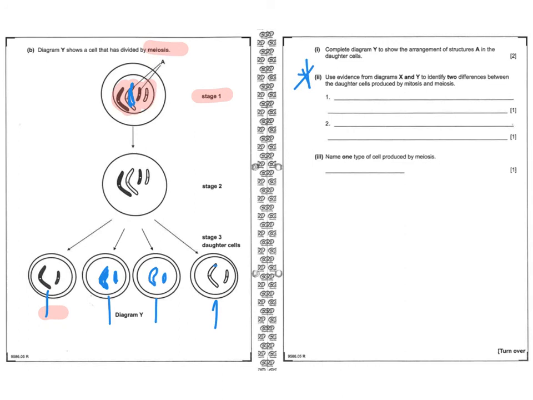And you could say that in mitosis, the daughter cells have the same number of chromosomes as the parent cell. In meiosis, they have half the number of chromosomes as the parent cell. And the word for that is diploid and haploid. So if you said in mitosis, the daughter cells are diploid, they're haploid in meiosis. And one type of cell produced by meiosis, you could have sperm, ovum or egg, or just the general term gamete. Okay, so hopefully that makes sense to you.